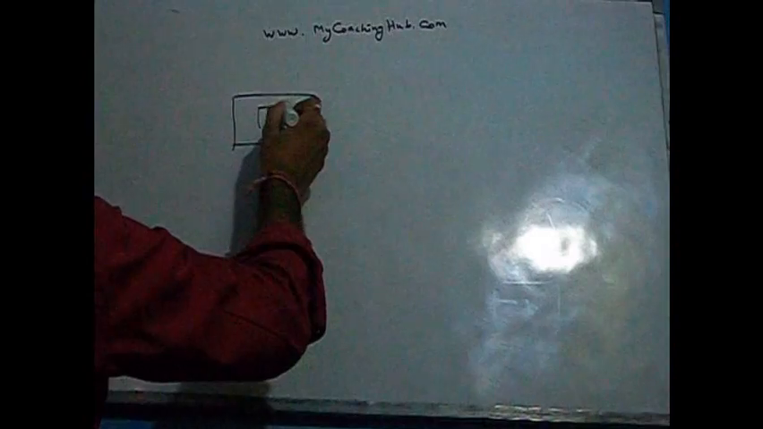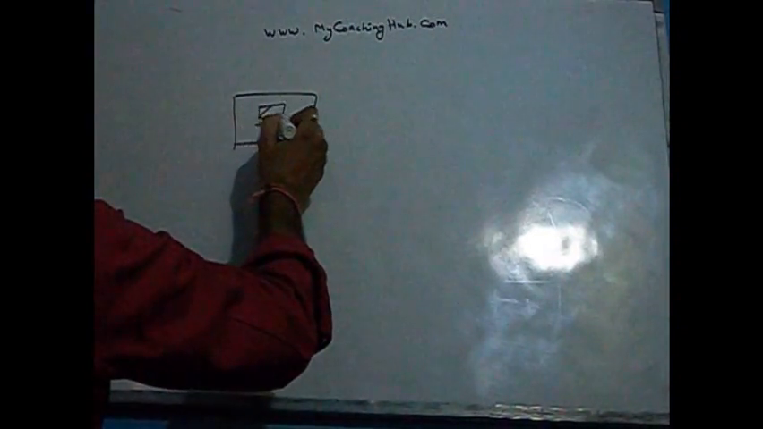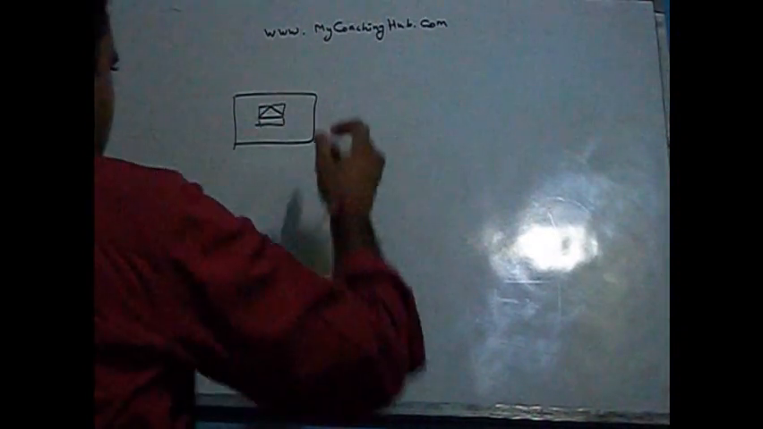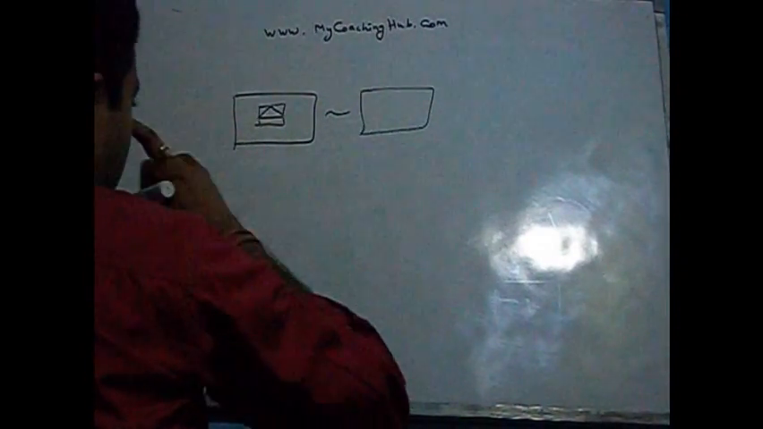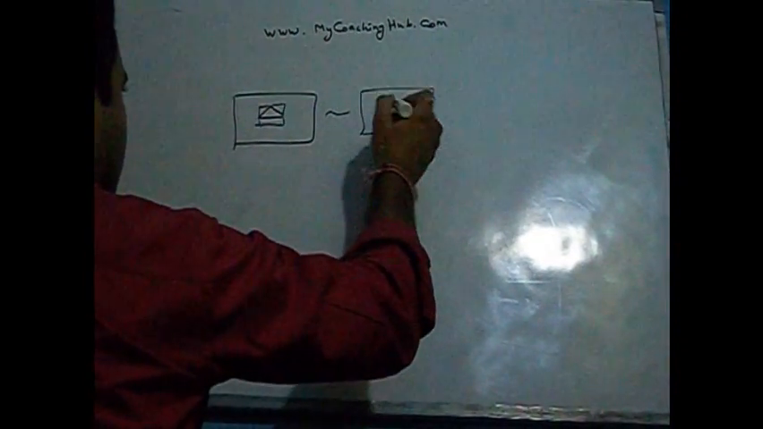Now suppose here again we have got a figure, and suppose if this is analogous to O's.